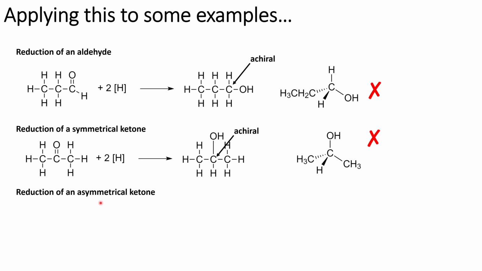Now let's have a look at reduction of an asymmetrical ketone. You can see here I can't draw a line of symmetry and result in the same structure because the ketone is not in a central position in the chain.